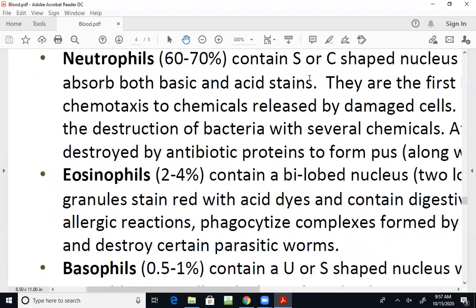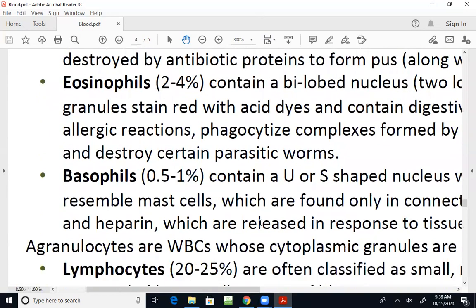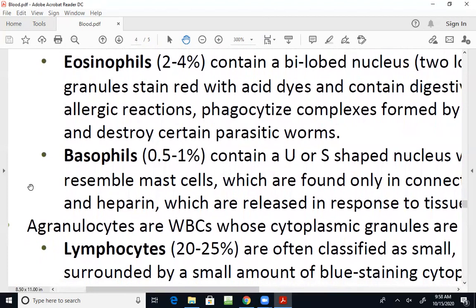Okay, on to our white blood cells. The 5 of them are grouped into 2 different categories. The first 3 here that you're writing down, neutrophils, basophils, and eosinophils, are what we call the granulocytes. And then the other 2 are what we call the agranulocytes, which include lymphocytes and then monocytes.